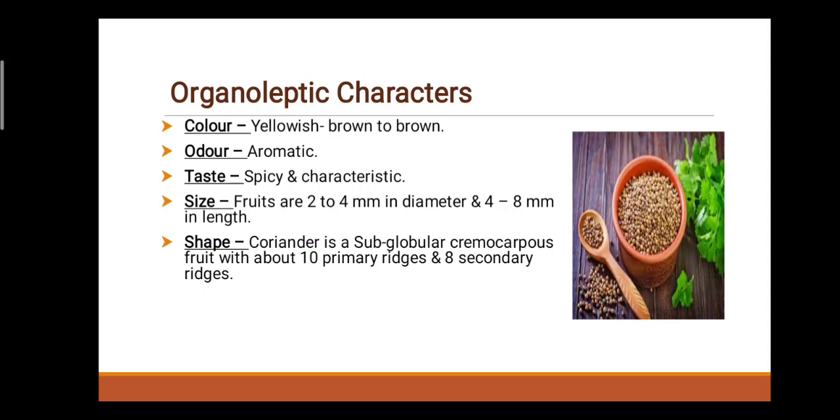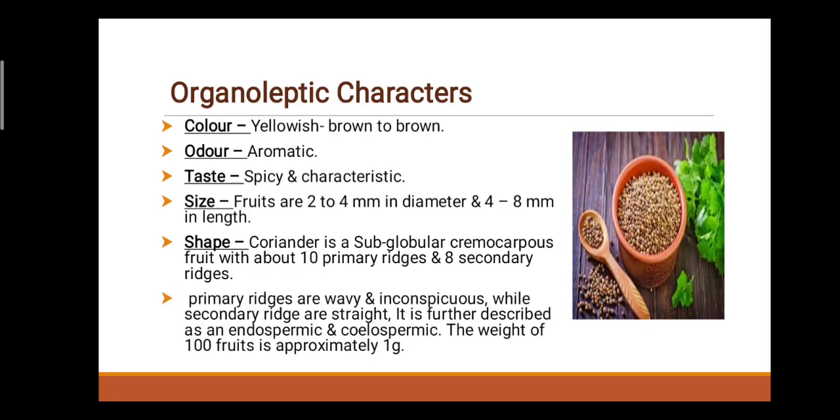Shape: coriander is a subglobular cremocarpous fruit with about 10 primary ridges and 8 secondary ridges. Primary ridges are wavy and inconspicuous, while secondary ridges are straight. It is further described as endospermic and coelospermic. The weight of 100 fruits is approximately 1 gram.